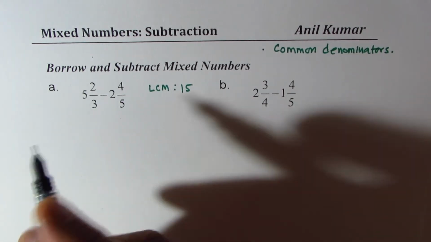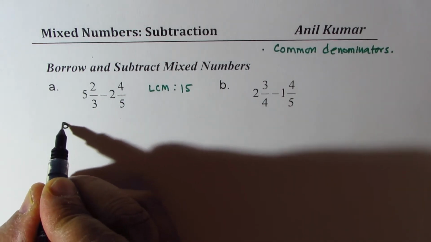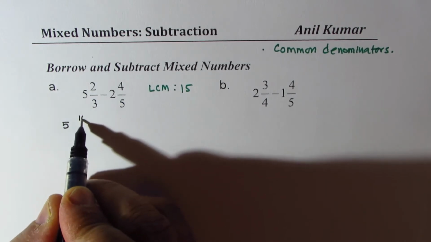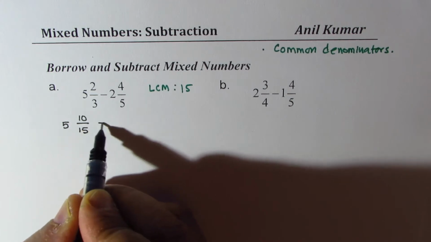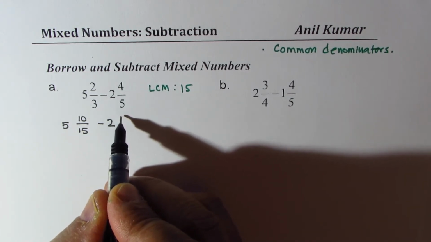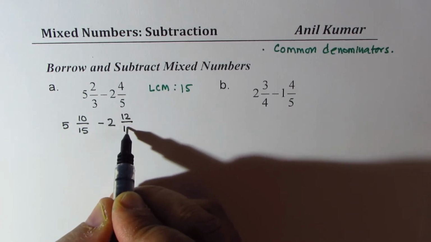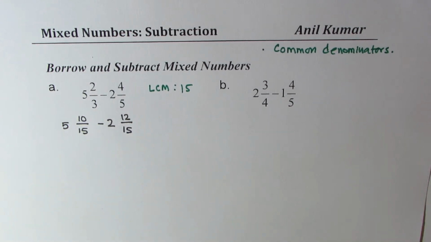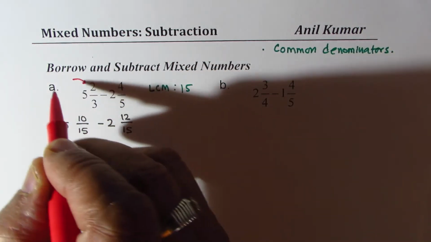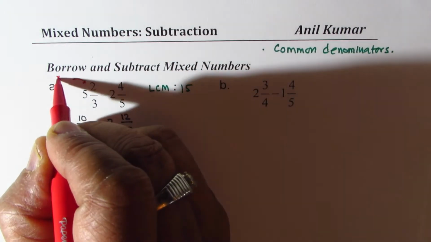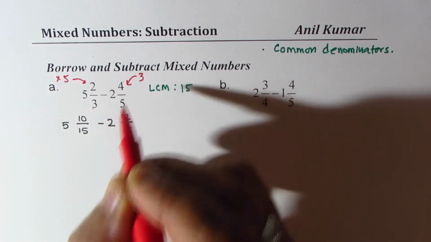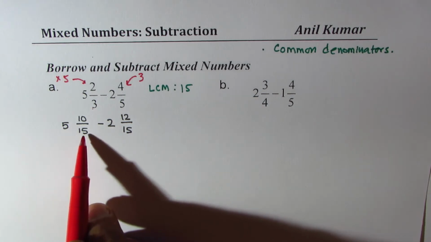So I'll rewrite my question as 5. To make this 15, I have to multiply by 5. So I get 10 over 15. And here I get 2. I'll multiply them by 3. And so I get 12 over 15. Perfect. So in this case, I times it with 5, this denominator, right? So times 5. And in this case, I times it with 3. So we got the same denominators.